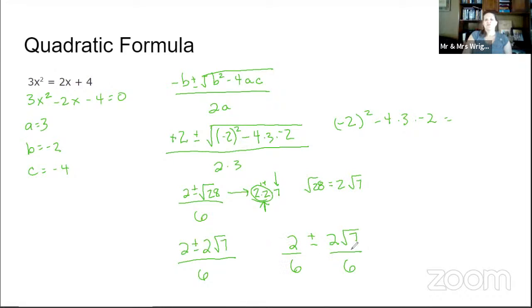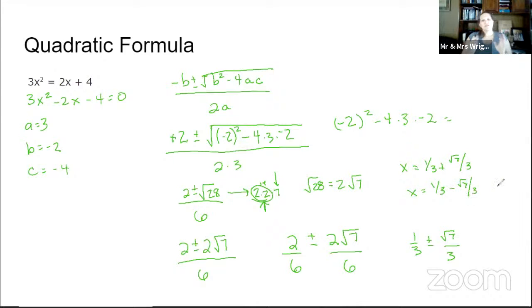Okay, so 2 over 6 is the same thing as 1/3. And then we've got our plus or minus. 2 over 6 is going to be 1/3 again, but we don't need that one. It's just square root of 7 over 3. So our two answers are x equals 1/3 plus square root of 7 over 3, and x equals 1/3 minus square root of 7 over 3.